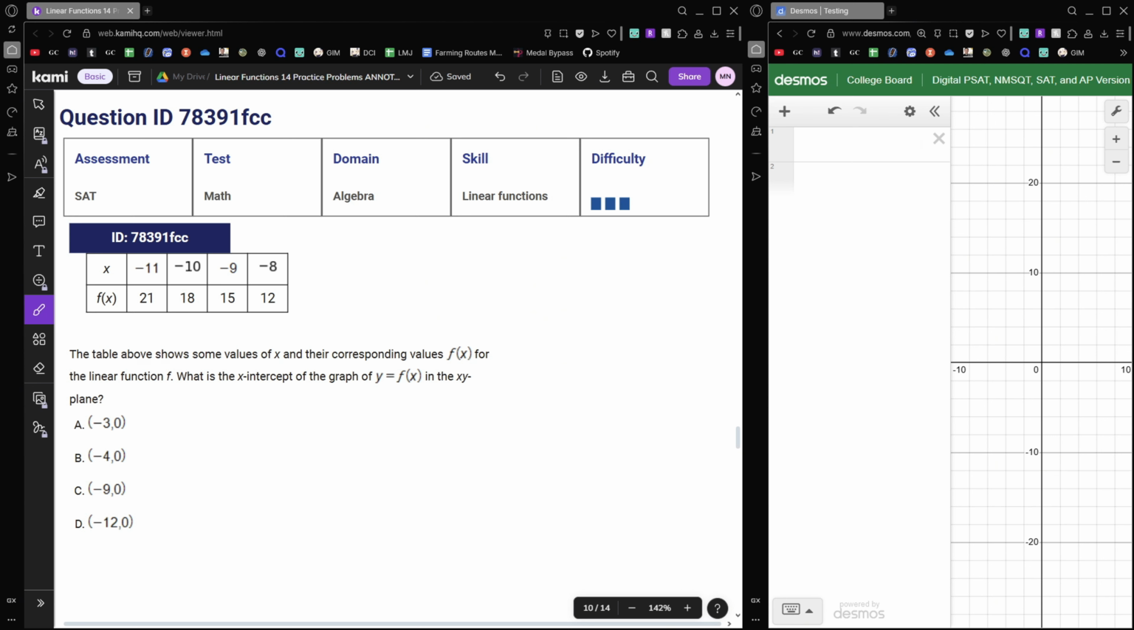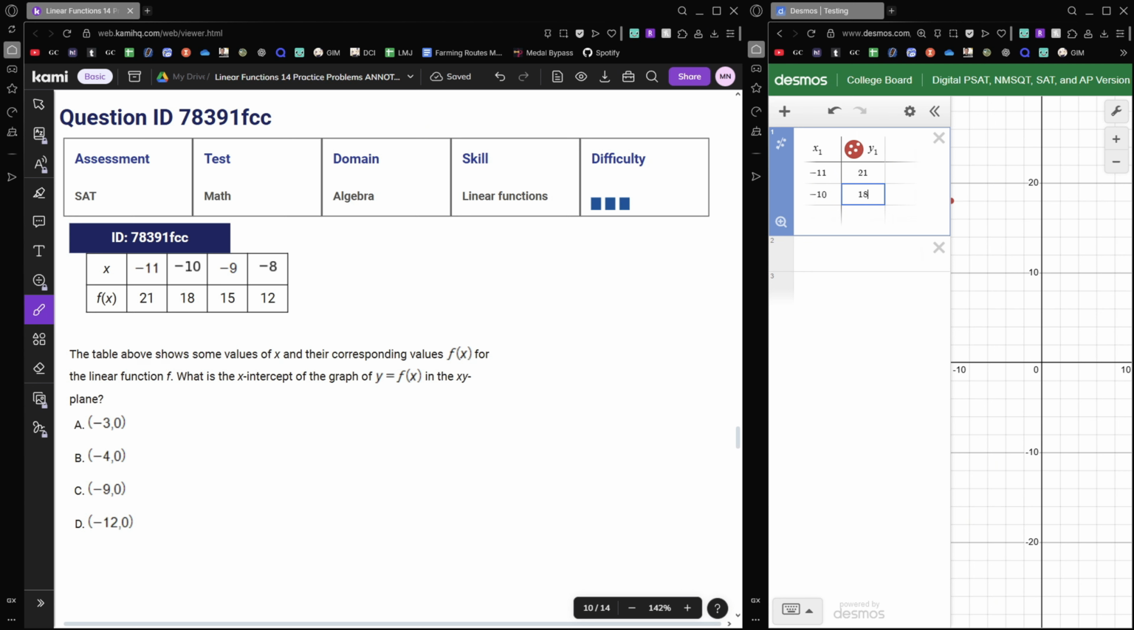First up, let's just go ahead and put these points into Desmos. What you want to do is click this plus sign up here and then insert a table. Now the thing is, for linear regression, you only need to put in 2 points. So this time, instead of putting in all 4 points, I'm only going to put in the first 2 points, so negative 11, 21, and negative 10, 18.